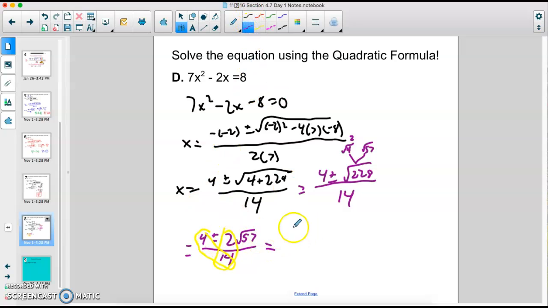So I would end up with, let's see, if I divide everything by 2 here, I would get 2 plus or minus, that would just be 1. So plus or minus the square root of 57. And then 14 divided by 2 is 7. That's as far as I can get, and that would be my answer. All right, that's 4.7, day 1.